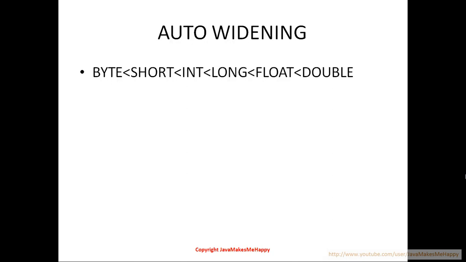Suppose you have a byte kind of data and you want to upcast it to short, then you can use byte to short, then int, then long, then float, then double. So this is the basic format of auto widening. Double is the rightmost element, which has the highest priority, and byte is the leftmost element, which has the lowest priority. So you can convert byte to short, short to int, long to float, and float to double.